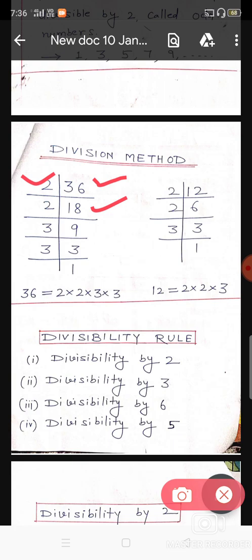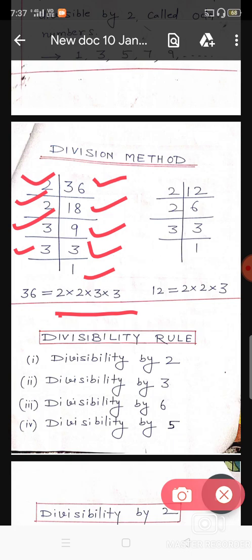Now you are observing here 18 is also divisible by 2. Yes, then 2 9s are 18. 9 is divisible by 3 now. 3 3s are 9. And again 3 can be divided by 3. So 3 1s are 3. Means 36 can be written as 2 into 2 into 3 into 3. These are the factors of 36 in prime numbers.